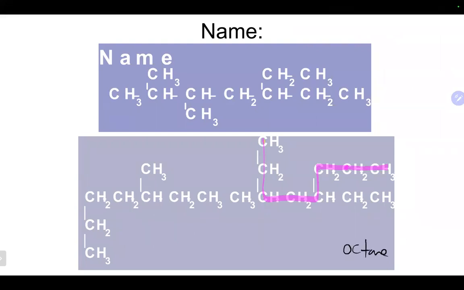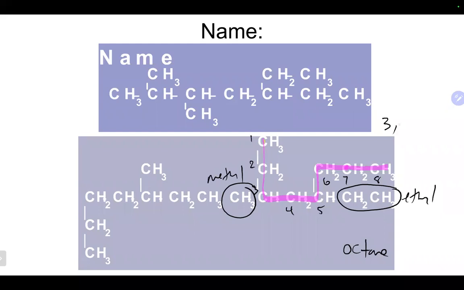All right, so that is going to be our 8 there, which will give us octane as our base. We have a methyl group here. We have an ethyl group there. And now we need to do some numbering of these guys. So we're going to start up on top. We'll go 1, 2, 3, 4, 5, 6, 7, 8. Going that way gives us groups at 3 and 5.